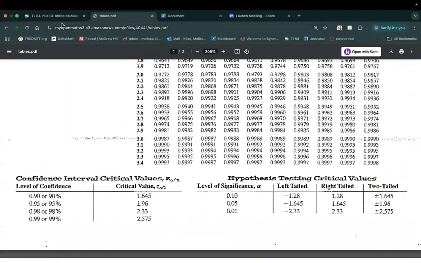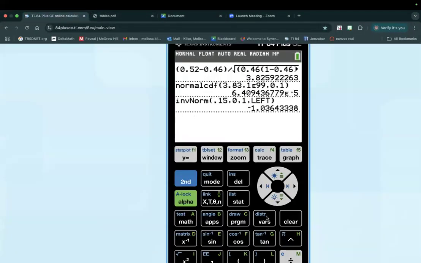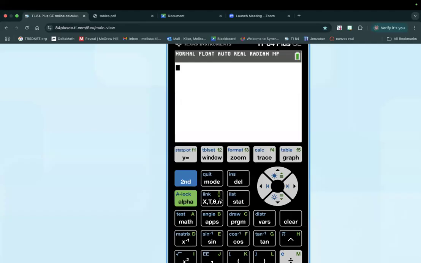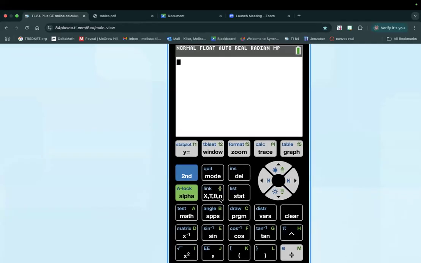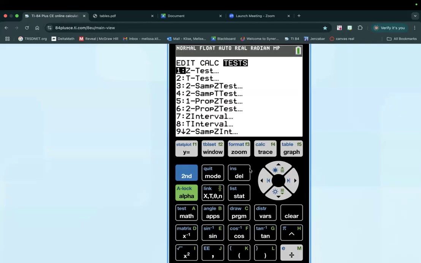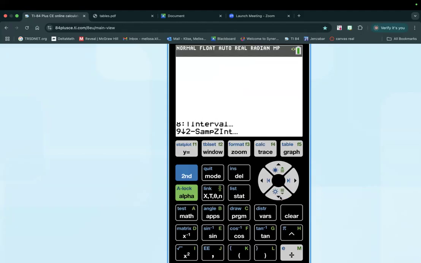So your calculator function, let's go there. Clear, clear, clear. Okay, I will write it on one of these slides. So hit the stat button and go over to tests. And we're going to one prop Z test, one proportion Z test, because this is hypothesis testing. One prop Z test, hit enter.